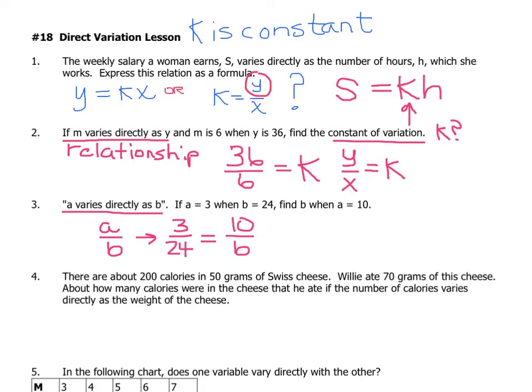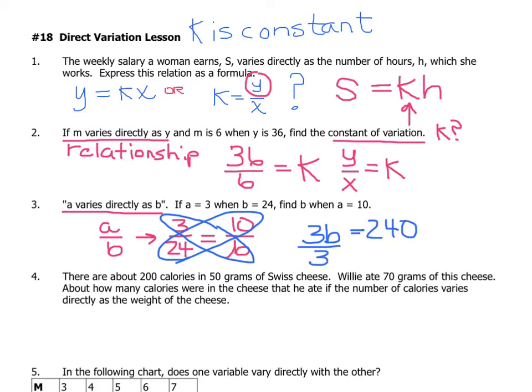So now we have a proportional relationship because there's some type of relationship that happens. So what we can do here is crisscross applesauce. So that's 3 times B, 10 times 24. So B would be equal to 80. So we found the relationship by using the cross multiply.